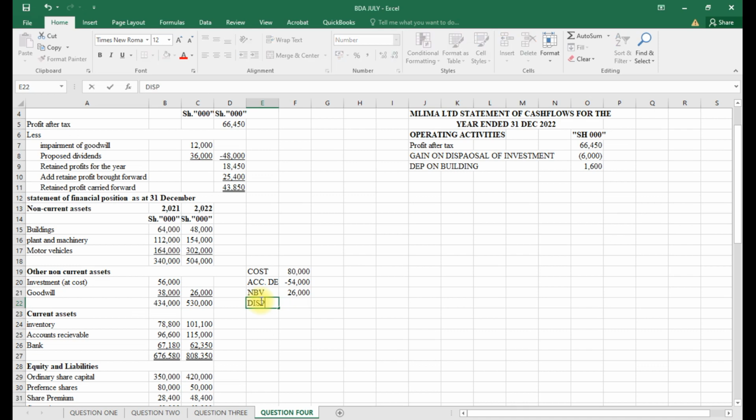And the disposal, we sold it for 30,000, meaning that we have made a gain on disposal of motor vehicle. In this case, gain on disposal of motor vehicle.